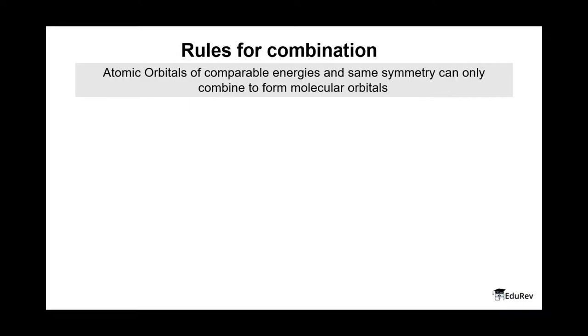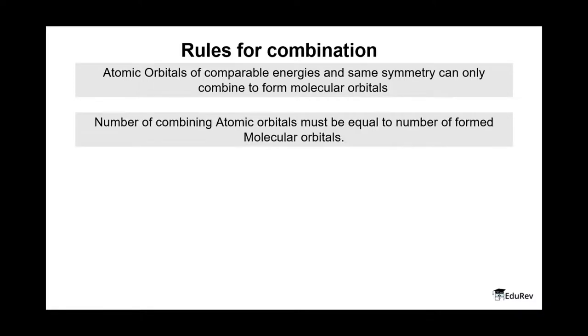I've said this before, I'll say this again. Whenever we start with any game, the first thing we do is talk about the rules. The rules of molecular orbital theory are only two, and they are very, very important. The first one says that atomic orbitals of comparable energies and same symmetry can only combine, okay? And the second one says that the number of atomic orbitals combining must be equal to the number of molecular orbitals formed.